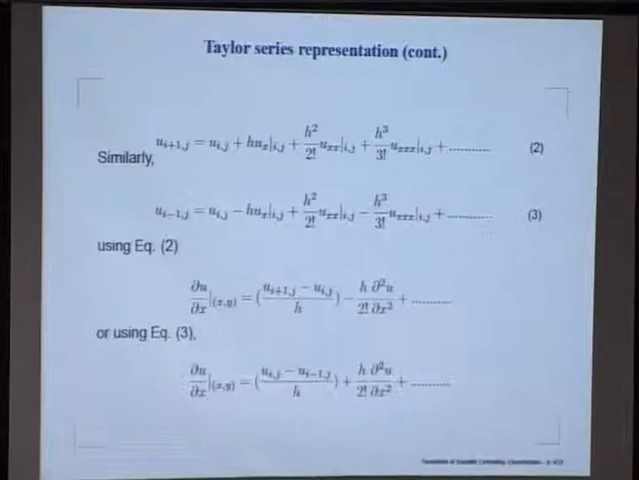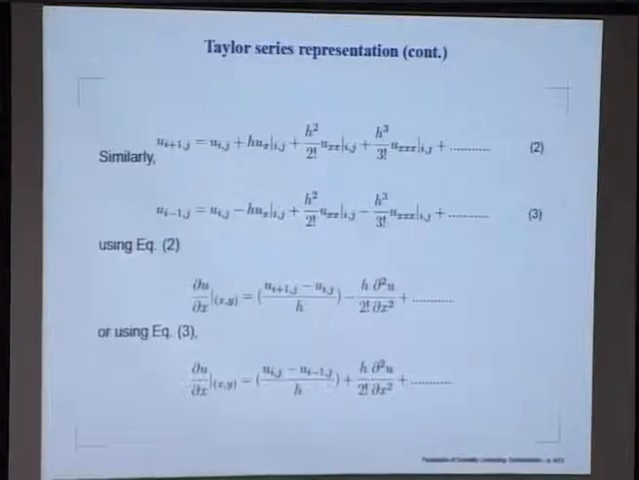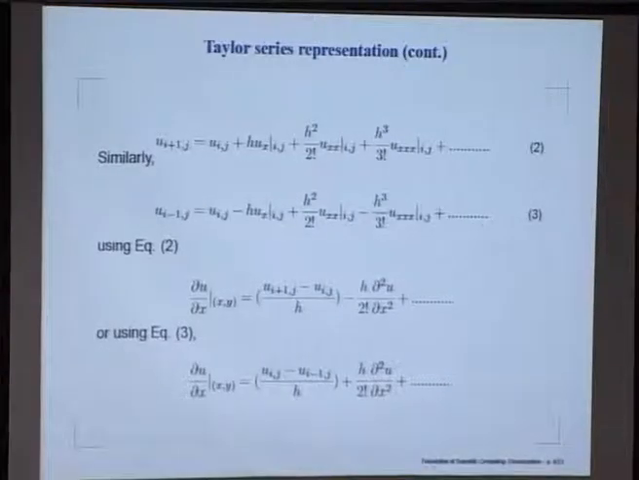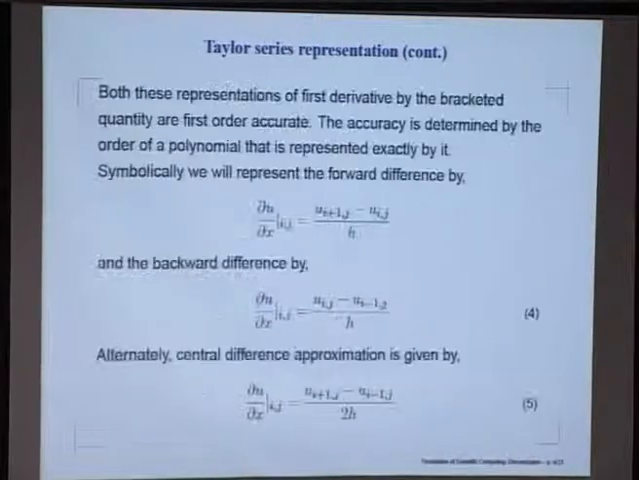would have written, transported this term to the left and this to the right, then I would have gotten del u del x as u I j minus u I minus 1 j divided by h. And once again leading truncation error term appears with the exponent of 1 for h. And so, these two representations that we have written are called the first order accurate method. Okay.